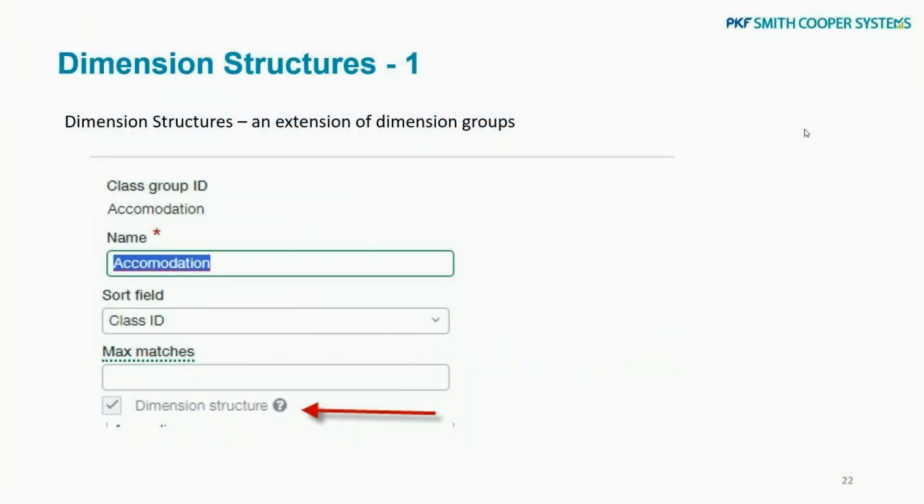So this is really the final step that you'd be considering in the setup of your dimensions, and that's dimension structures. And the key thing to knowing what a dimension structure is, as opposed to a dimension group, the key to it is thinking of the word structure. Structure is associated with building, and we're using a dimension structure in building our financial reports.